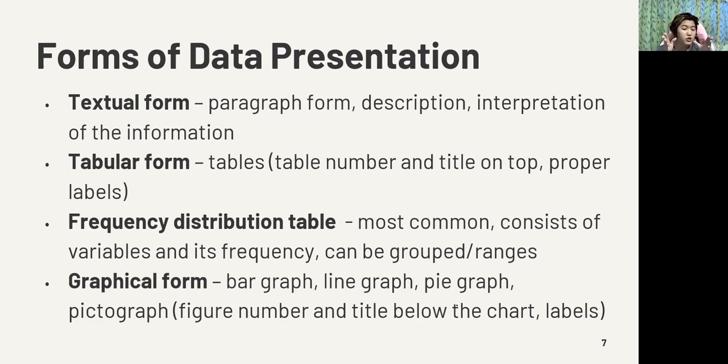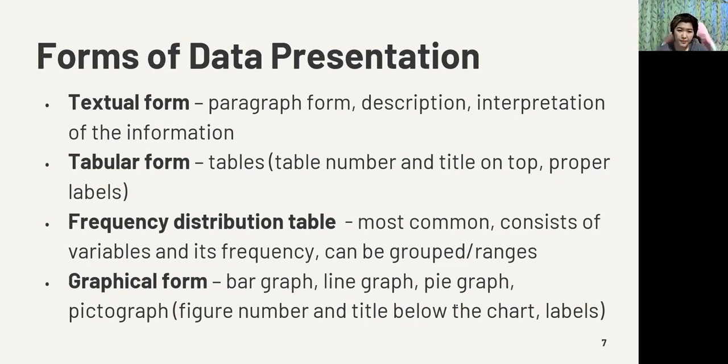You would be the researcher, you would know kung anong ibig sabihin ng mga linya-linyang yan. But what about the reader? Okay? So, we need to put labels. We have the frequency distribution table. This is the most common. It has variables, frequency. Yun nga, sabi ko nga, pwede siyang i-group or pwede siyang may range. But again, I will discuss this later on.